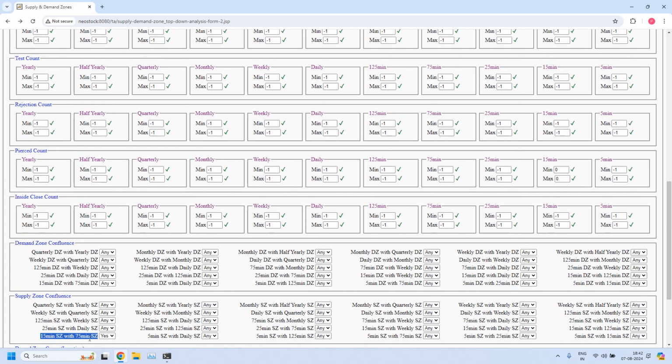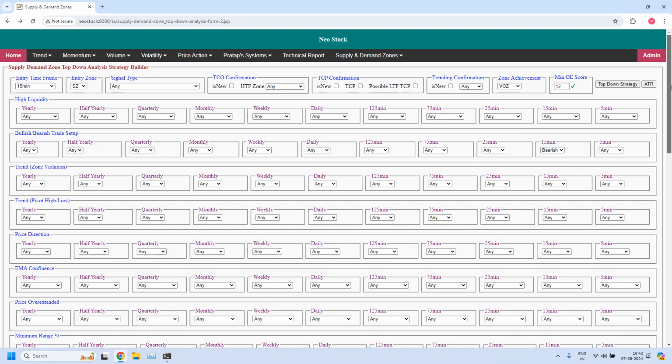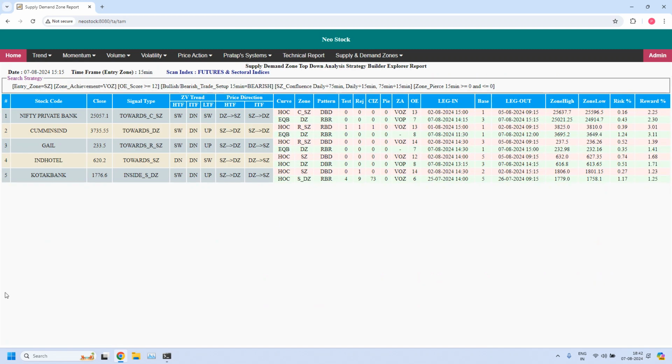Okay, 15 minutes supply zone and 75 minutes supply zone are already enabled. Now let us look into the 15 minutes supply zone with the daily supply zone enabled. Now the 75 minutes supply zone with the daily supply zone we are also enabling. With all three filters, 5 stocks are filtered from 9. These 5 stocks have HTF, ITF and LTF confluence, that is 15 minutes, 75 minutes and daily.